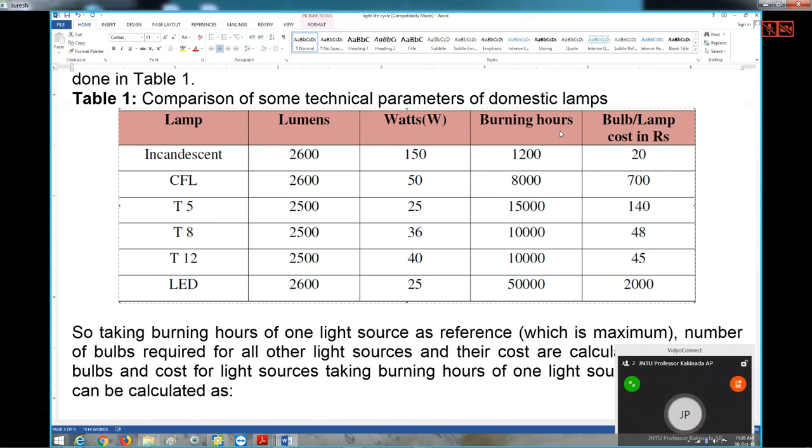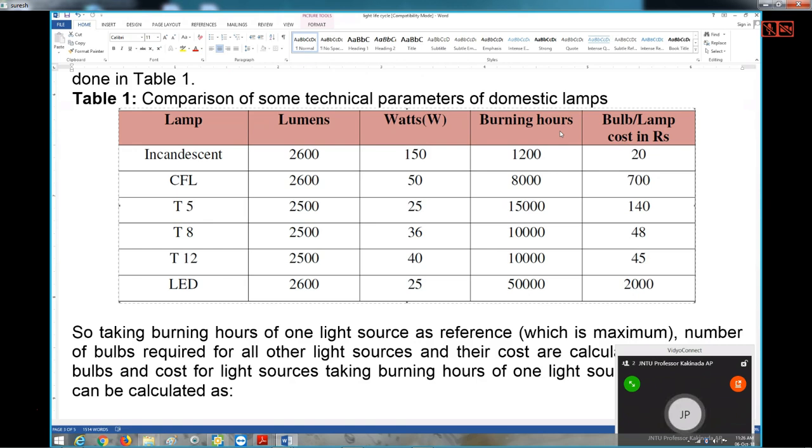Then another kind of tube light which has a normal length, which we are utilizing in our house, that is a T12. The lumens is 2500, wattage is 40 watts and burning hours is 10,000 hours. The bulb costs 45 rupees. And there exists a small decrement from T8 to T12. T8 costs 48 rupees. T12 costs 45 rupees. And the wattage rating of T8 is 36 watts for 48 rupees. And T12 has a rating of 40 watts and the cost is 45.